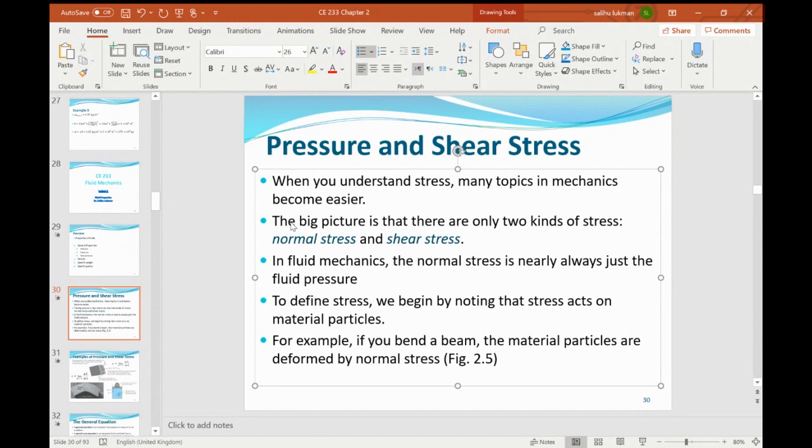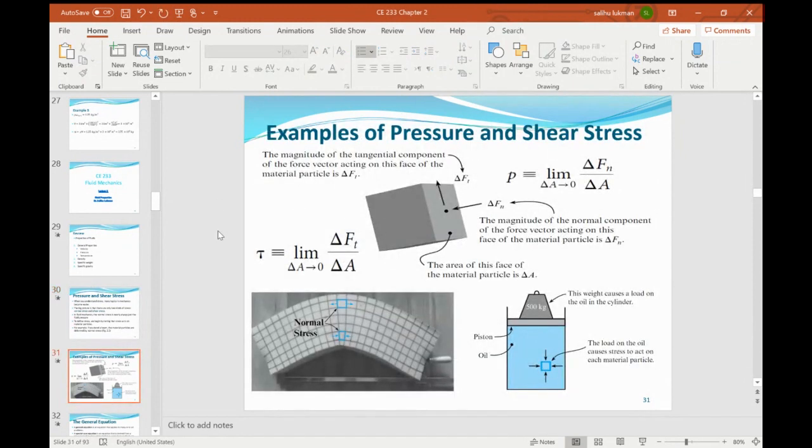That is the normal stress, which is acting. The word normal means perpendicular, acting perpendicular to a given surface area or to the body. So in fluid mechanics, the normal stress is always just the fluid pressure. And to understand stress, we begin by noting that stress acts on material particles. For example, if you bend a beam, the material particles are deformed by normal stress. This we demonstrated previously.